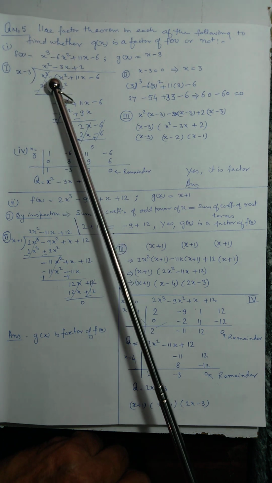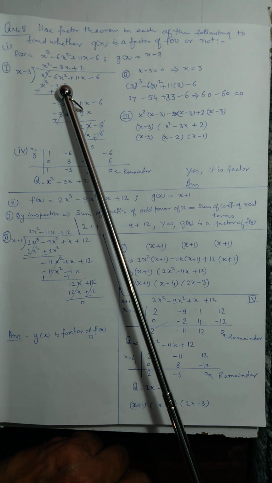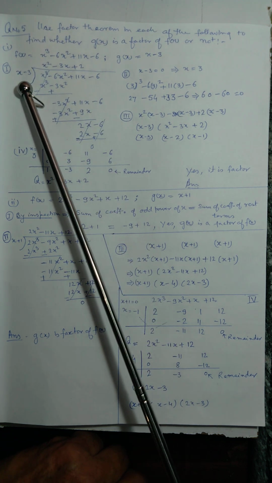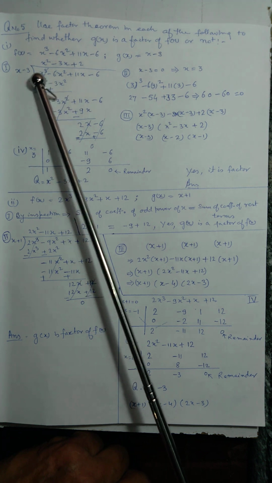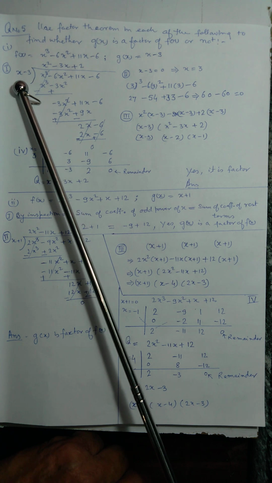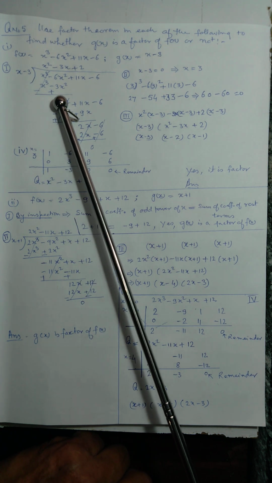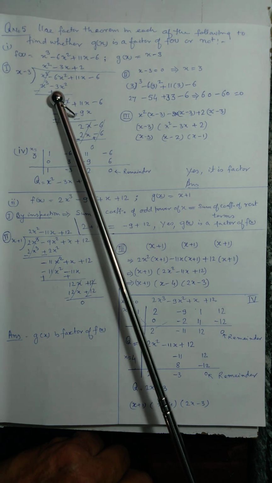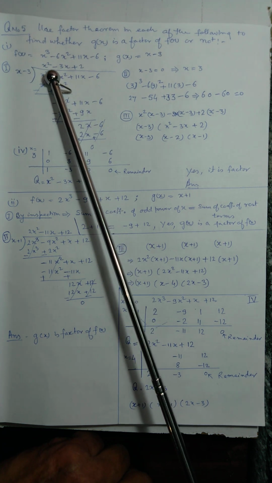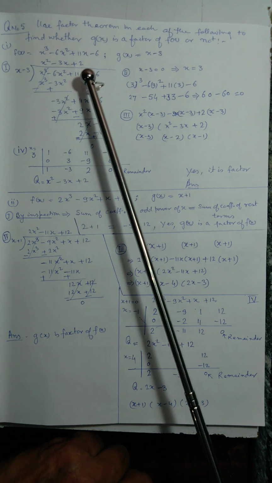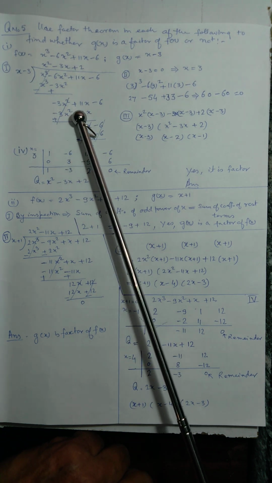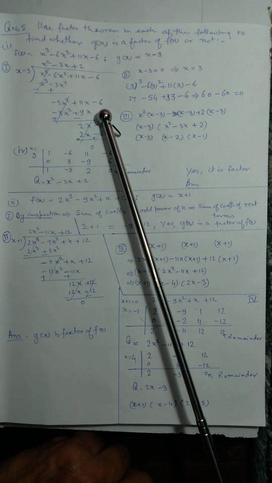I have written the dividend, that is x cube minus 6x square plus 11x minus 6, and the divisor x minus 3. First of all, you take the quotient x square, multiply by x minus 3, you will get x cube minus 3x square. Now change the sign for subtraction, and ultimately x cube and minus x cube will be cancelled. So we are left with minus 3x square plus 11x minus 6.